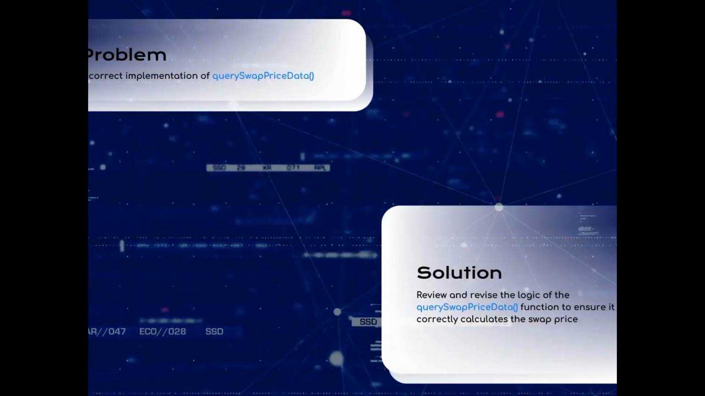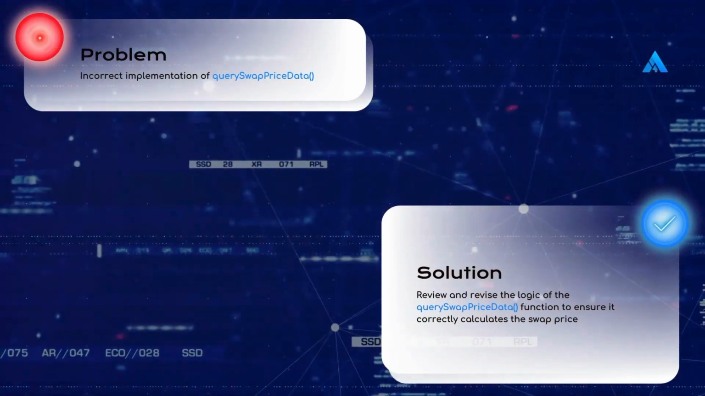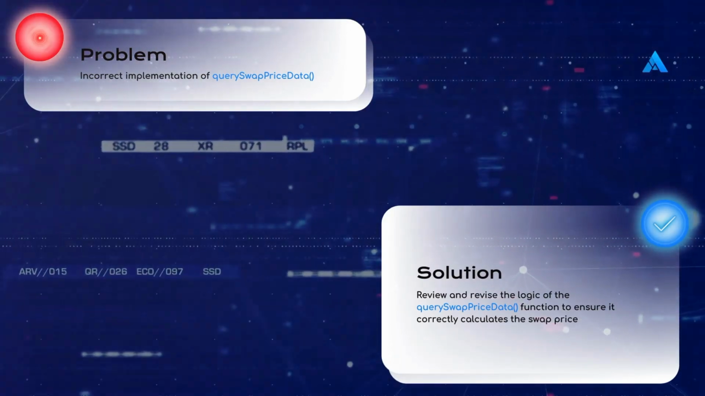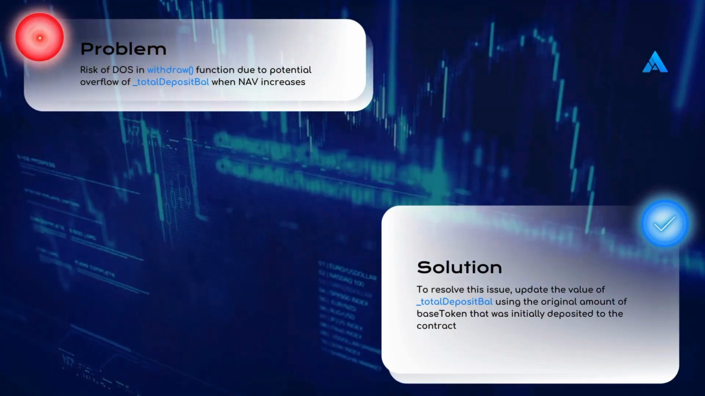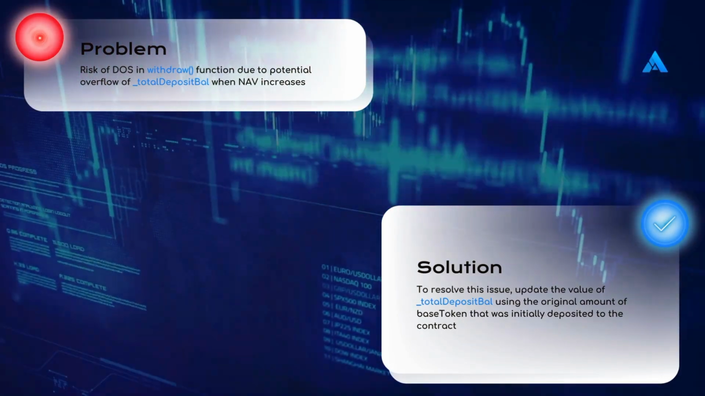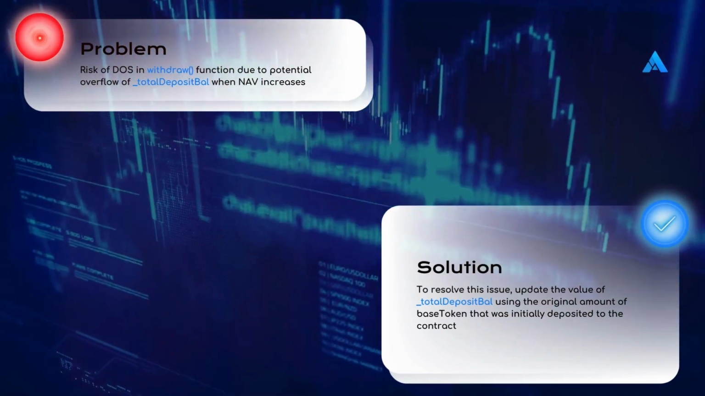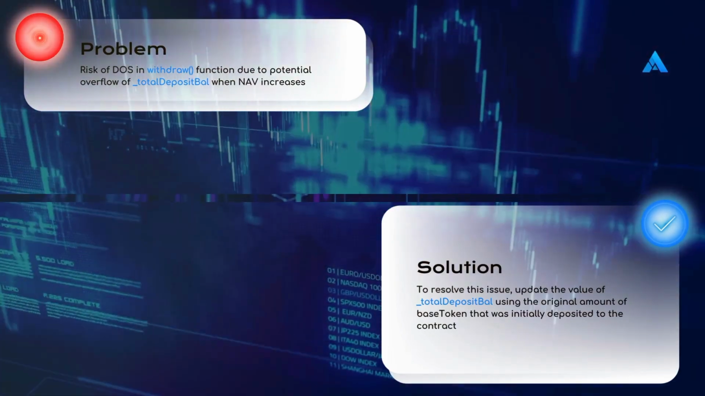Incorrect implementation of query swap price data. Review and revise the logic of the query swap price data function to ensure it correctly calculates the swap price. Risk of DOS in the withdraw function due to potential overflow of total deposit value when NAV increases. To resolve this issue, update the value of total deposit value using the original amount of base token that was initially deposited to the contract.